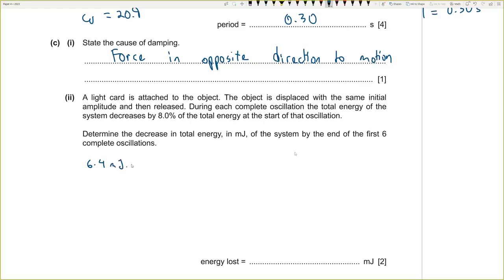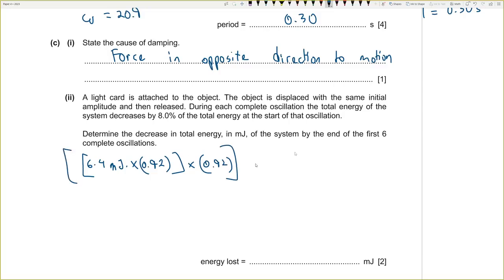Now every time we are going to lose 8%. During each complete oscillation, the total energy of the system decreases by 8%. So we are left with 92%. Okay. So after each oscillation, you are left with 92% of your original one. And then this thing just repeats 5 more times.